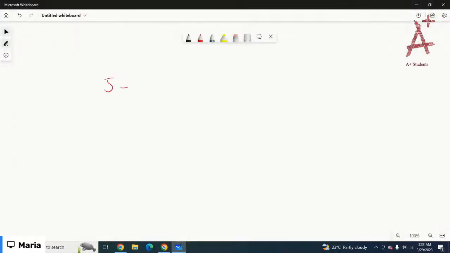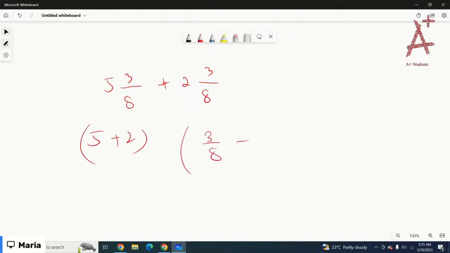5 whole 3 over 8 plus 2 whole 3 over 8. Just add their whole numbers separately. It would be 5 plus 2, and add their fractions separately. They have like denominators. 5 plus 2 is 7. 3 plus 3 is 6 over 8. So it would be 7 whole 6 over 8.